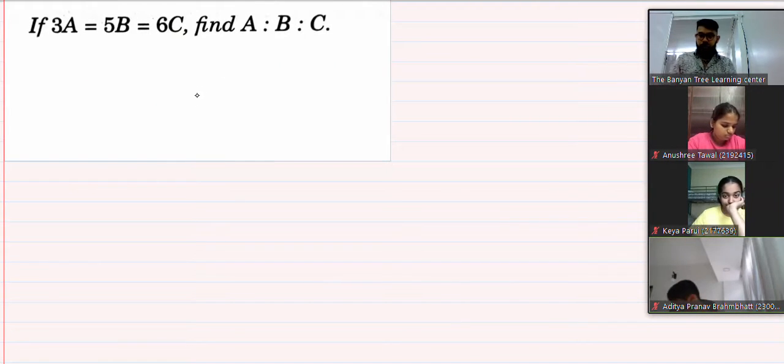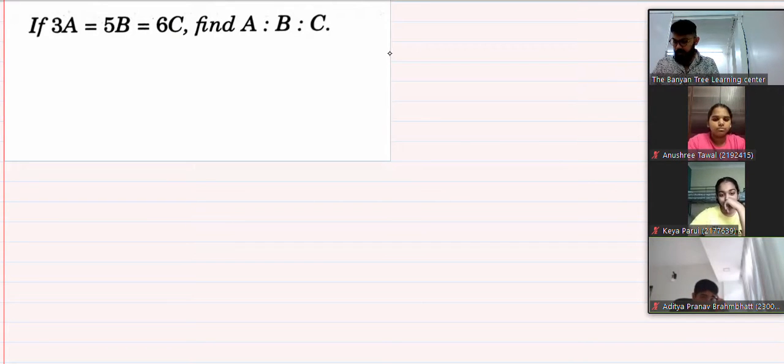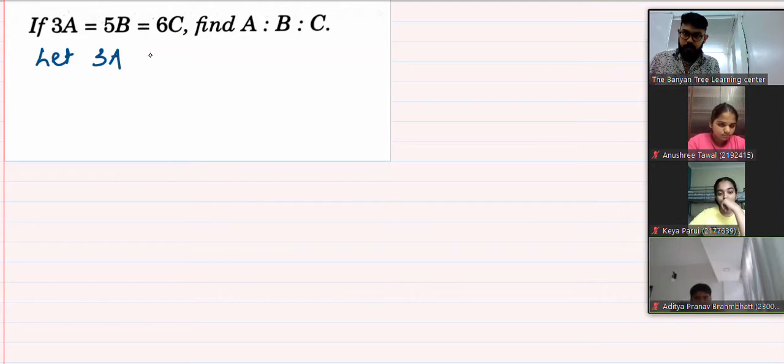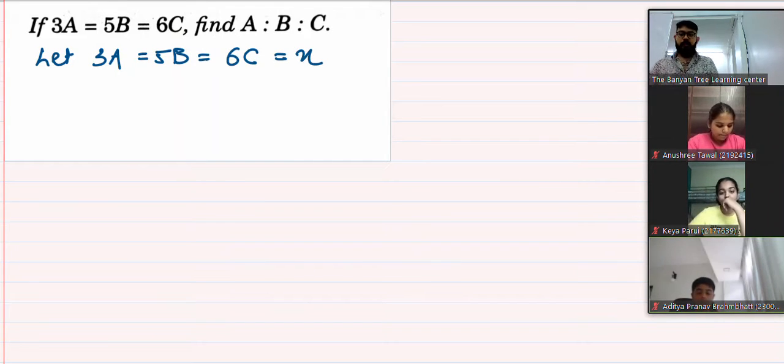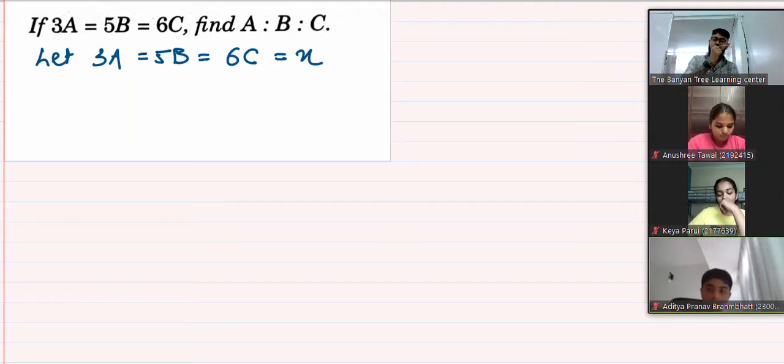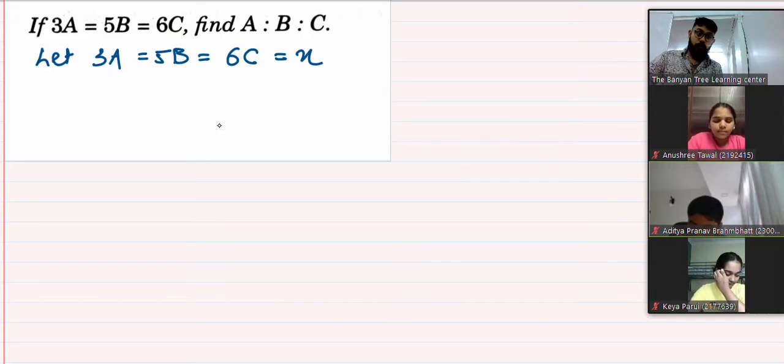Okay, 3a is equal to 5b is equal to 6c. Find a is to b is to c. Looks tricky, this question, but we have to solve it somehow. Okay, so see how we solve this. Let 3a is equal to 5b is equal to 6c is equal to x. These three quantities are equal, so take them as x because they are equal to each other. Let them be equal to another quantity x.